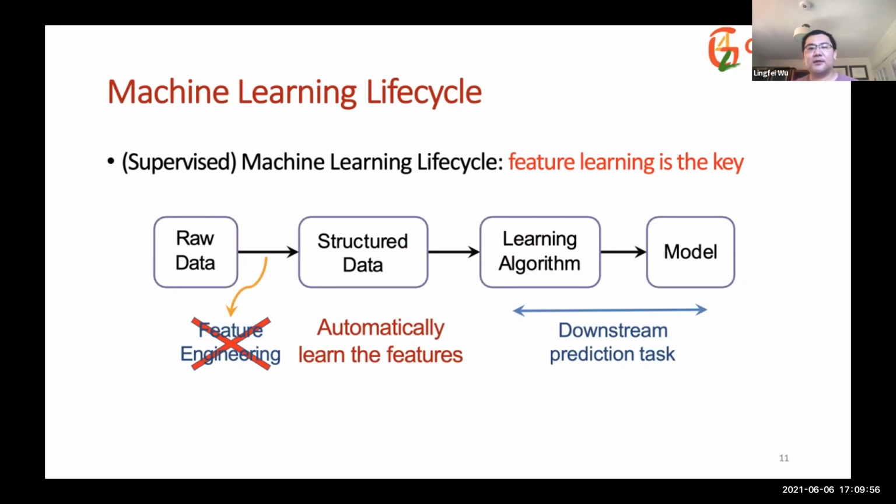Let's first look at the machine learning life cycle. I believe most people have experience in machine learning, and we know that the most important part is feature learning. Before deep learning, people spent a lot of time on feature engineering, because that is very important to convert the raw text into a very useful structured feature matrix. With the rise of deep learning, we intend to automatically learn the features so that we can feed them to the learning algorithm in the model, and then use the downstream tasks to update our representation and solve the downstream task.